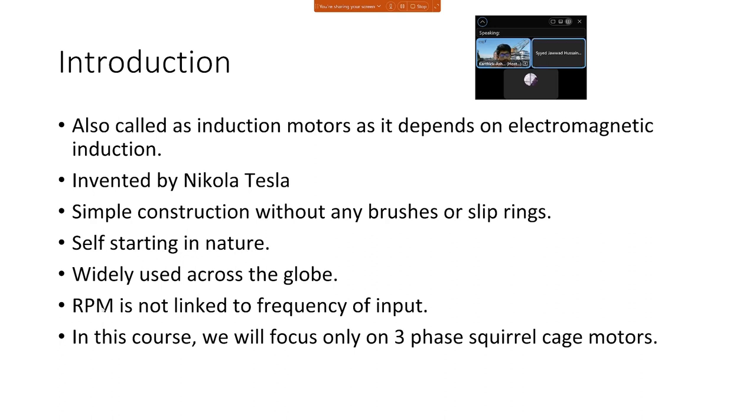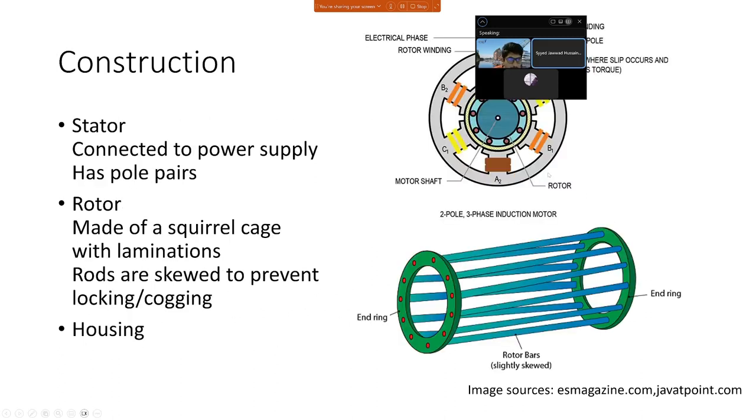The RPM that it's making is not linked to the frequency of the input. That's why it's called asynchronous, because the shaft is not rotating in sync with the frequency of the supply voltage. In this course, we are focusing only on the three-phase squirrel cage type induction motors. There are more types as well. There are also single-phase induction motors. We are not looking at that. So how does this work? Yeah, let's look at the next slide.